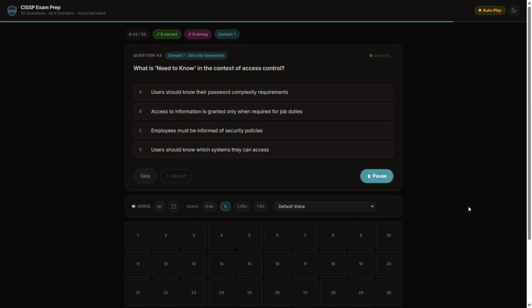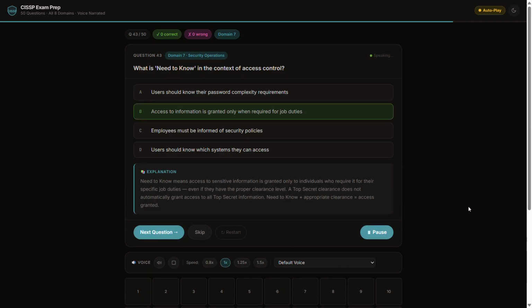Question 43. What is need to know in the context of access control? Options: A. Users should know their password complexity requirements. B. Access to information is granted only when required for job duties. C. Employees must be informed of security policies. D. Users should know which systems they can access.